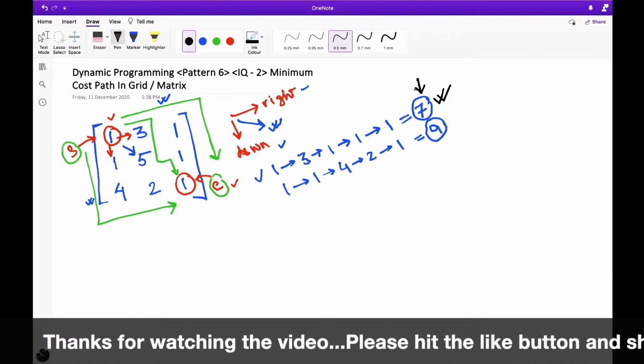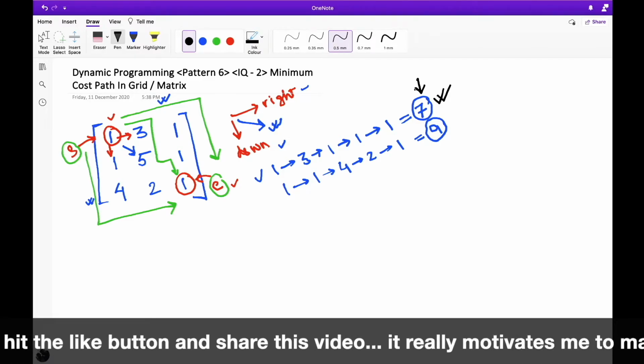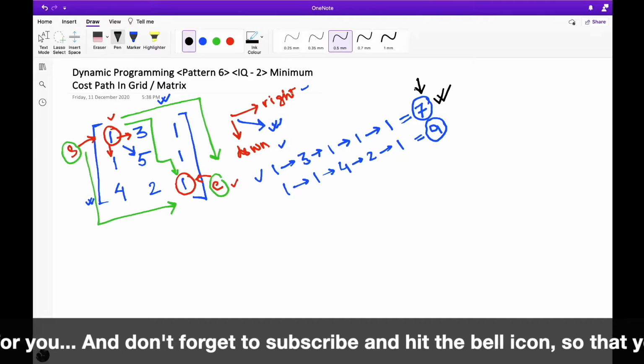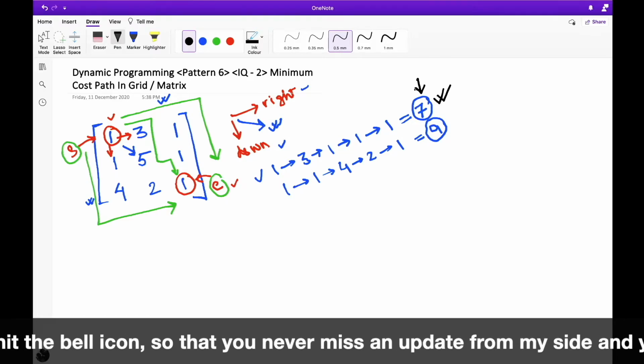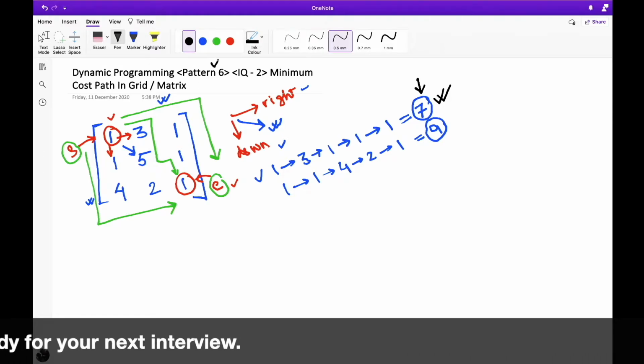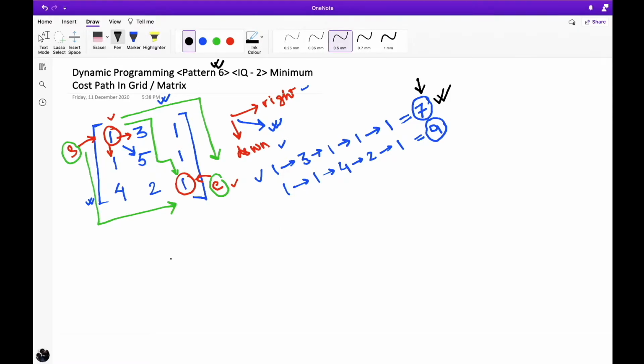Now let's solve this problem using dynamic programming. As in our previous video, I have already told you that there are only a few patterns by which you can easily solve any dynamic programming question. And this problem comes under pattern 6 of our dynamic programming. The way we will be solving this problem is by using an additional data structure, that is the memoization table, which is nothing but our approach of solving the problem using the bottom-up approach.